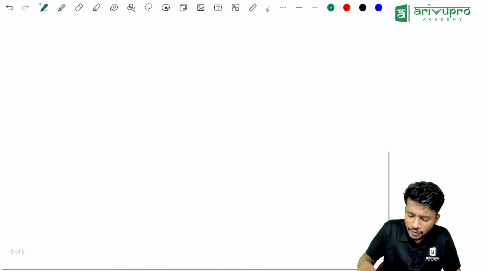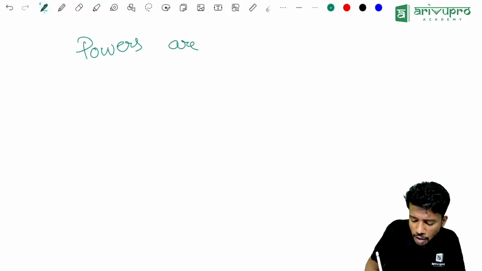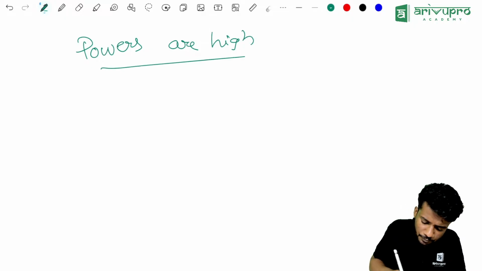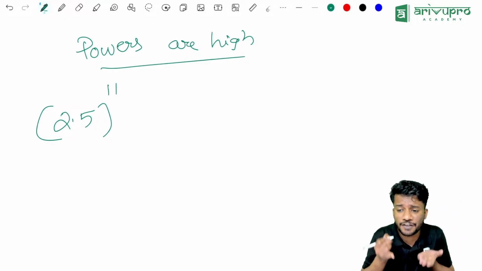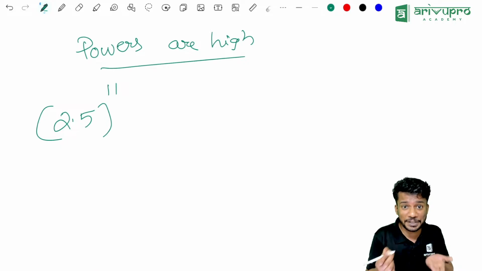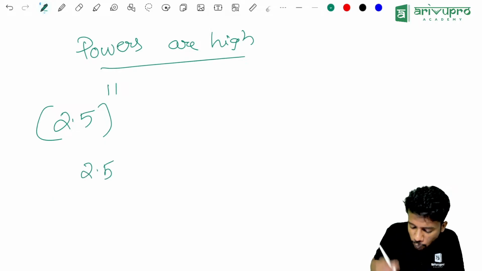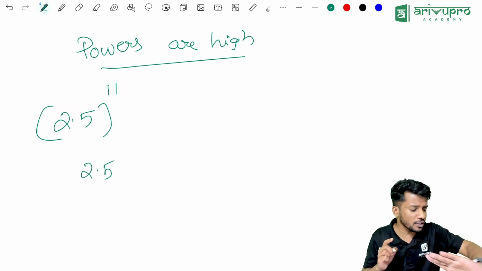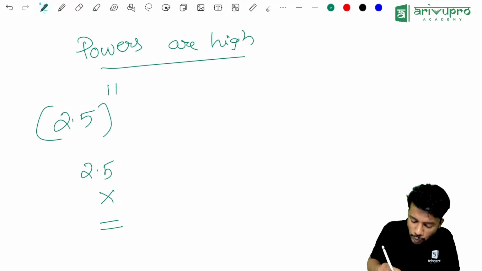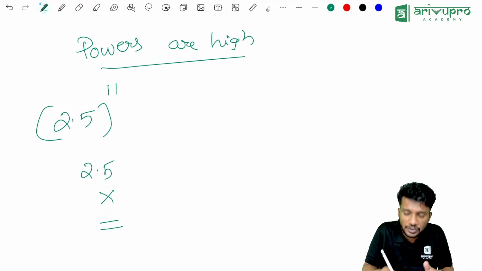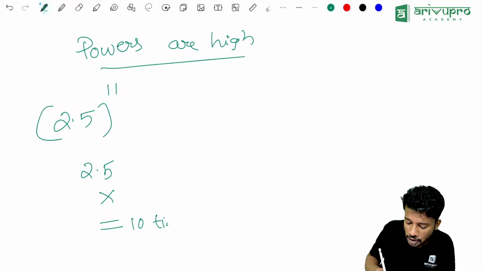Similarly, now I will add on something. If the powers are high, for example 2.5 raised to 11, how will you use the calculator to find this value? If inside the exam hall you are getting this value, how will you use the calculator? First you will type 2.5 on your calculator, then you type into, then you click equal to one less than the power. Here the power is 11, correct? Then you need to click equal to 10 times. You will get the answer.